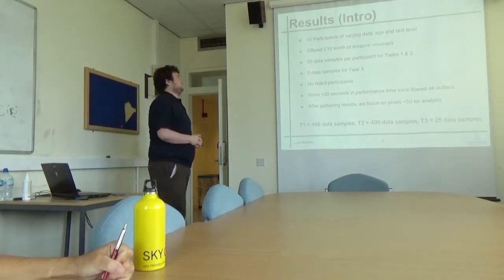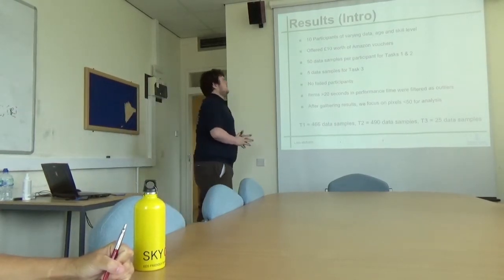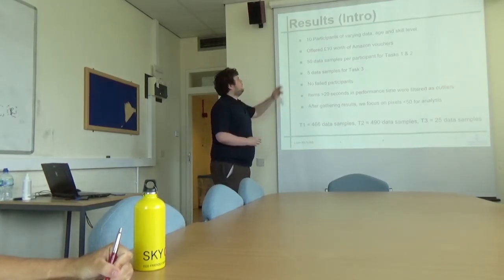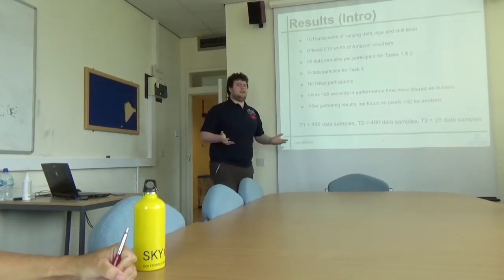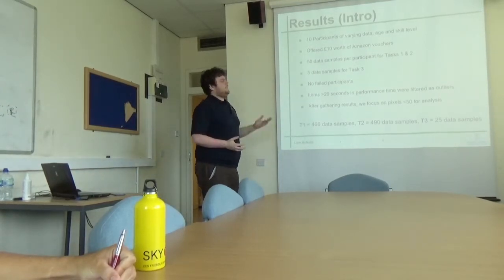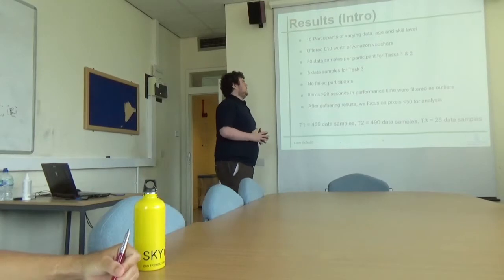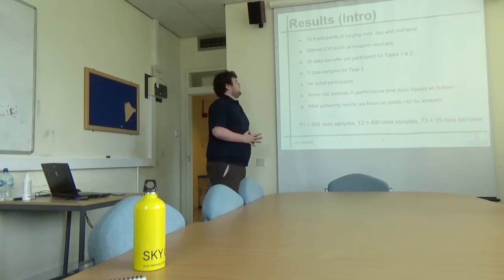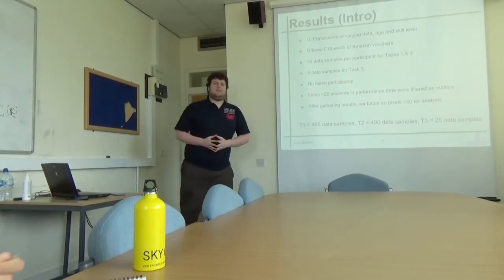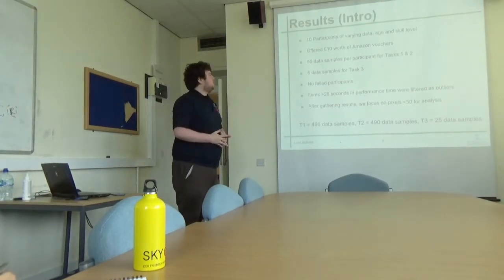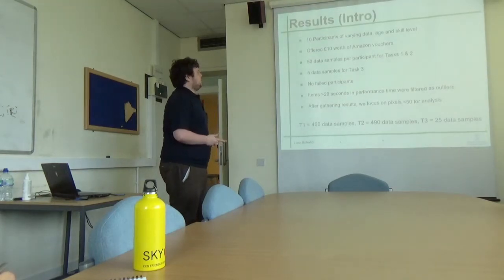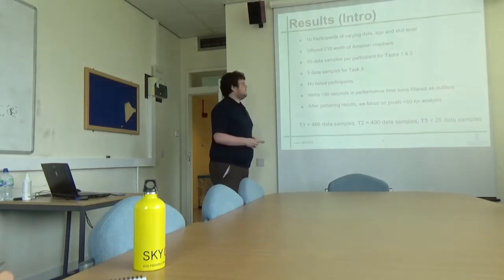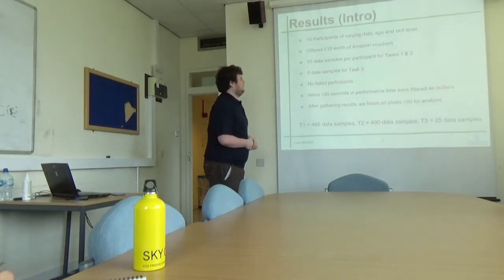So we're going to talk about some of the results, but first of all I want to discuss some of the different implications of the experiment. We have 10 participants of varying age and skill ranges. They were offered £10 Amazon vouchers in order to do the test. We took 50 data samples per task 1 and task 2, and 5 data samples for task 3. No participants failed the tests, and then we filtered out some different areas.